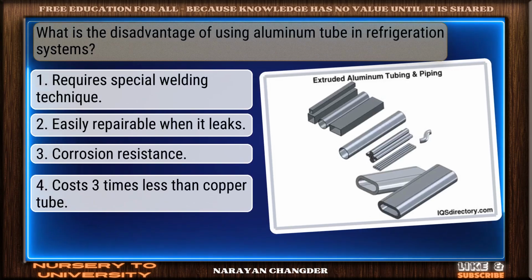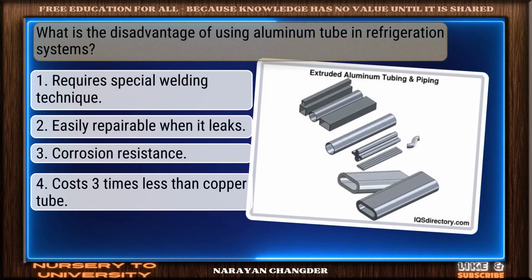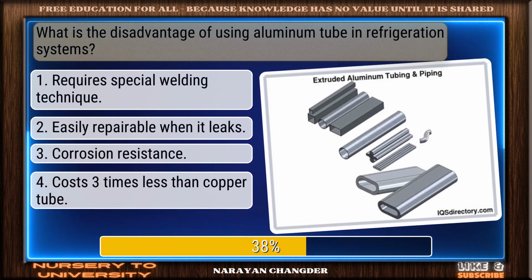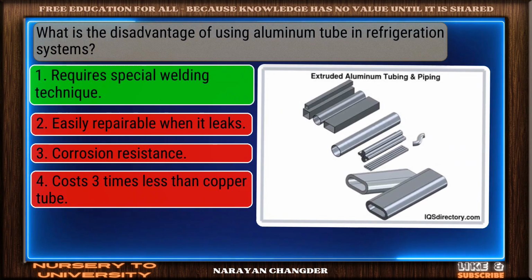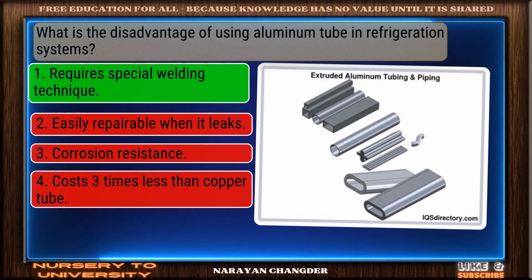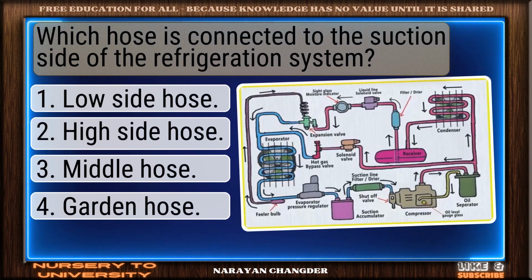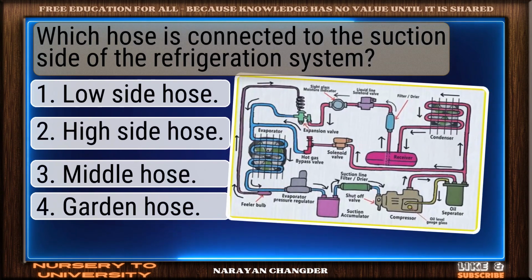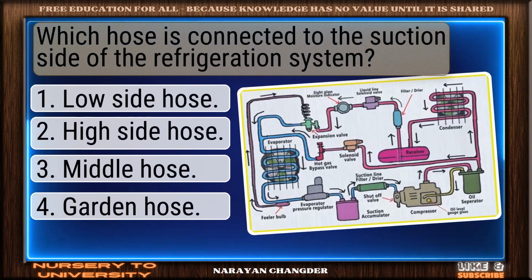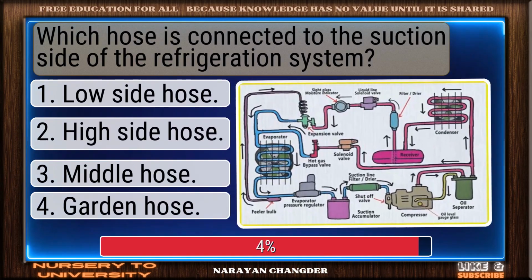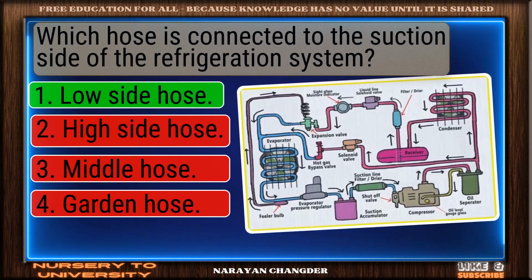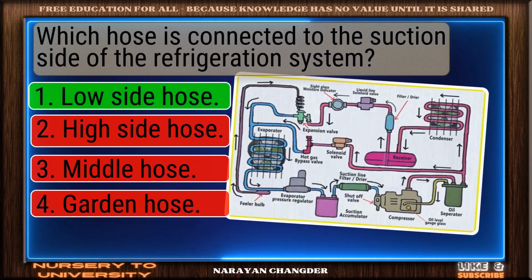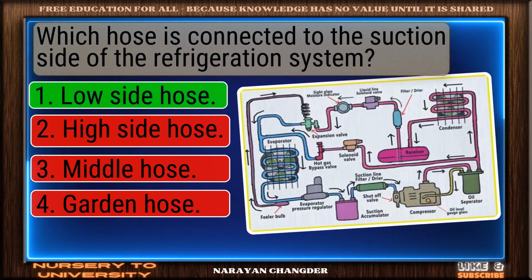What is the disadvantage of using aluminum tube in refrigeration systems? Perfect. Requires special welding technique is the correct choice. Which hose is connected to the suction side of the refrigeration system? Clear logic. Your choice low side hose is sound and 100% true.